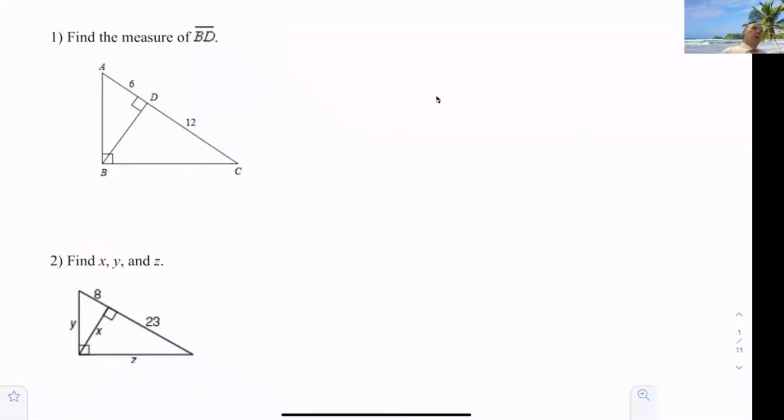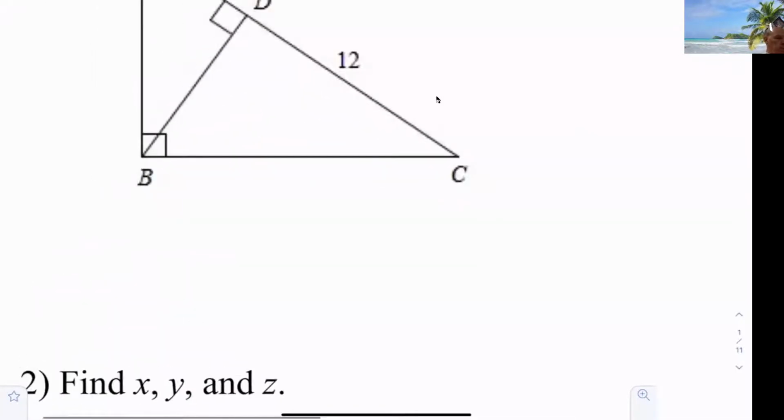Number one, all right, some of you guys, this was old, so I can understand you forgetting some of it. Let's go ahead and make sure everybody is good. Now, number one, they're specifically asking for BD. Remember, these are just proportions. Some of you assumed they were 30, 60, 90.